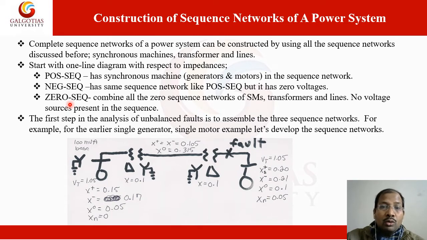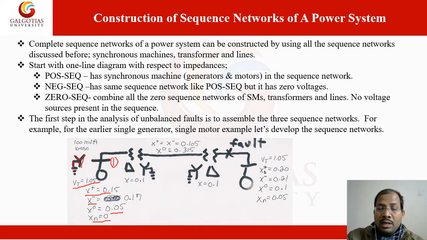Here we are going to obtain the sequence network using a suitable example. I have taken the example from the reference books. This network has a generator connected in star with grounded, having a terminal voltage of 1.05 per unit. Positive sequence reactance is 0.15 per unit, negative sequence is 0.17, zero sequence 0.05 and xn is equal to 0. This is bus 1.